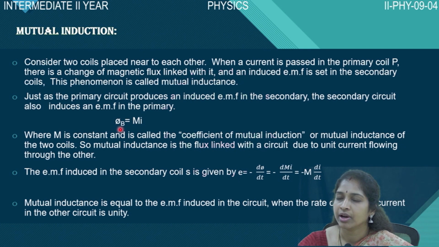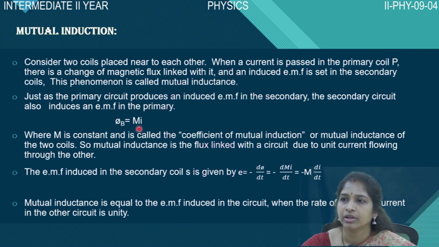But here, the flux that is generated in one coil due to the change in the current in the other coil, or you can say due to the change in the flux in one coil, current is induced in the other coil. So that is why if we remove the proportionality, we write a constant M, which is called the coefficient of mutual induction or mutual inductance. So the mutual inductance is the flux linked with a circuit due to the unit current passing through the other. How can I say the unit current? See, if I substitute I equals 1 ampere here, I can write phi B equals M.